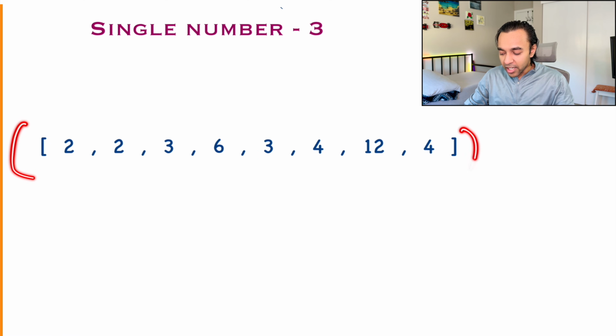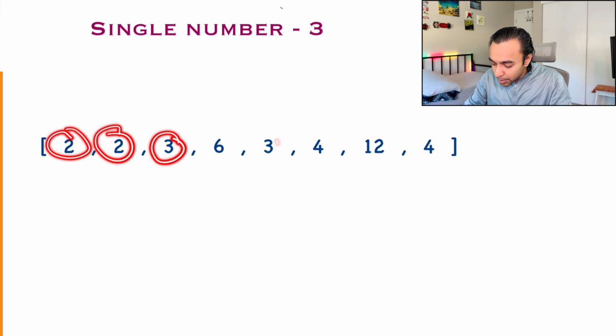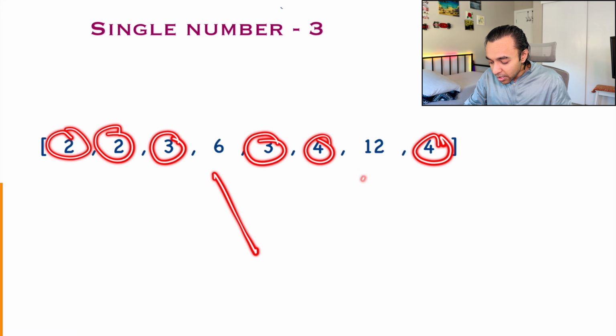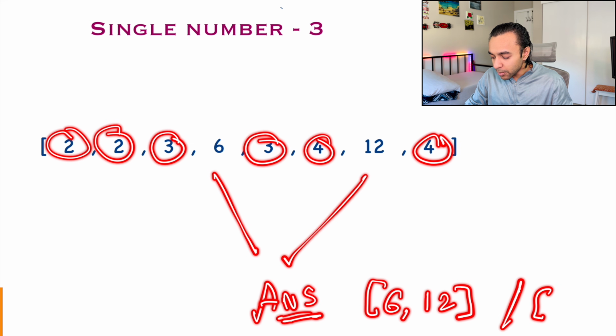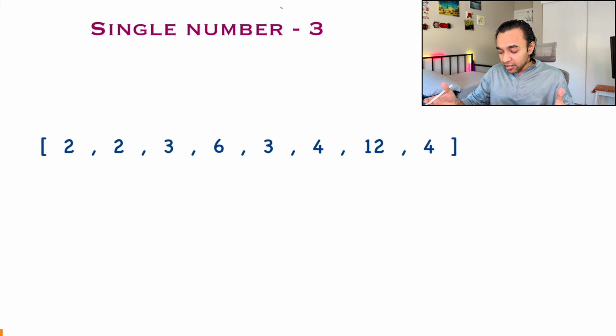Let us quickly make sure that we are understanding the problem statement correctly. In this problem, you are given an array of integers. And the special thing about this array is that every number is repeated twice, except two particular numbers which are unique. So you have to return me both of these numbers as the answer. So you can return me 6, 12 as an array, or you can also return me 12, 6. Both are perfectly valid answers. And that's it. It is fairly simple to understand.